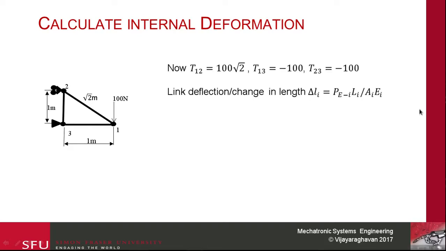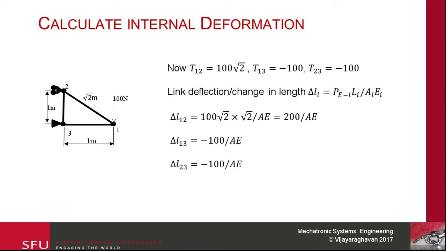Once we do that, we find that T12 will be 100 root 2, and T13 and T23 will both be negative 100. So using these values, you can calculate the displacement delta L12 would be 100 root 2 times root 2 by AE. Similarly, you can calculate the other ones, 1, 3 and 2, 3.